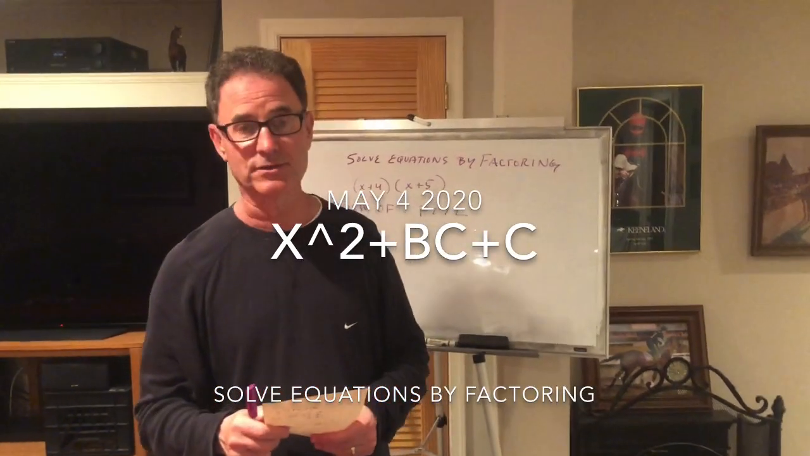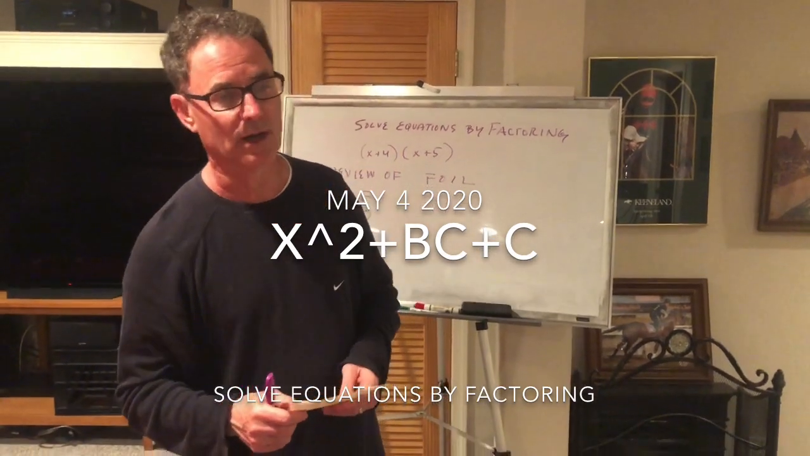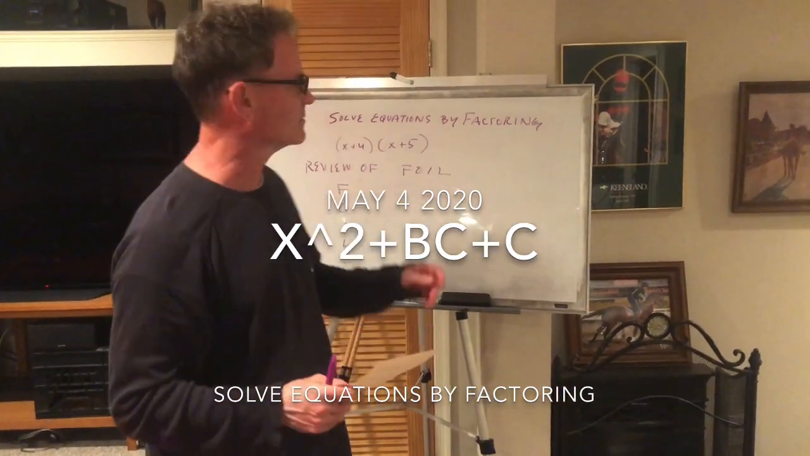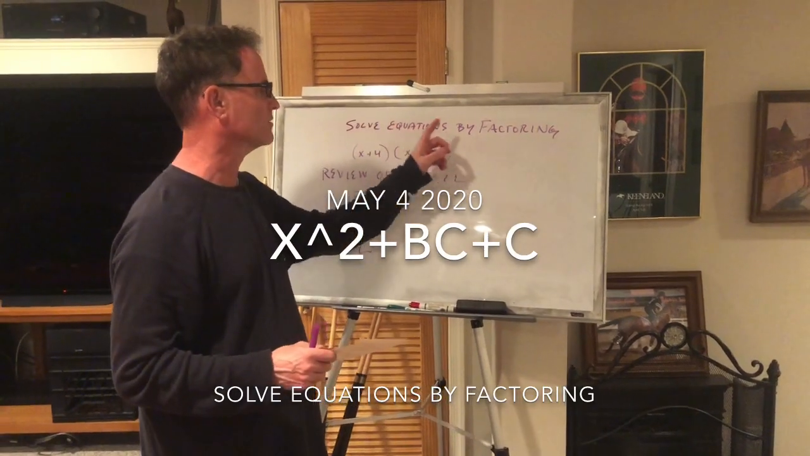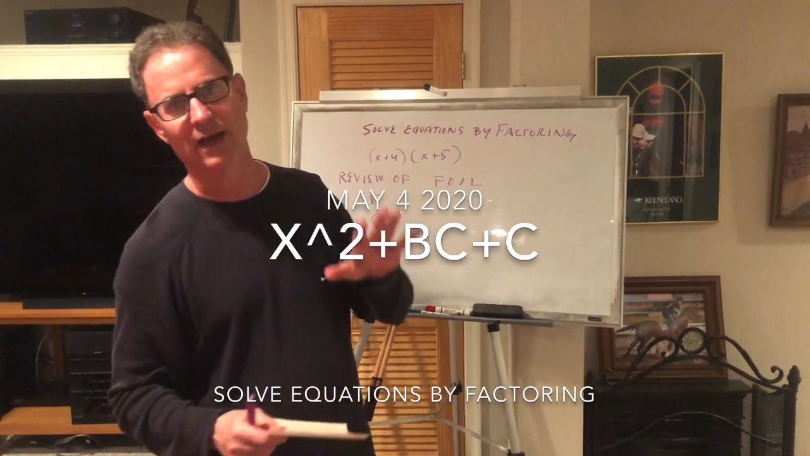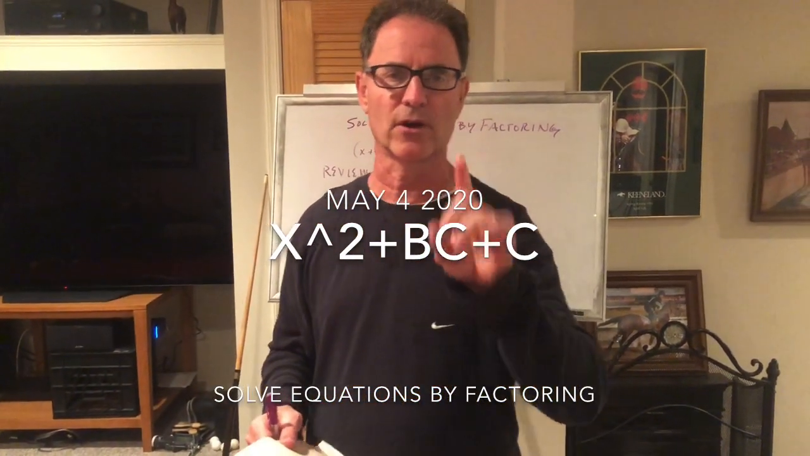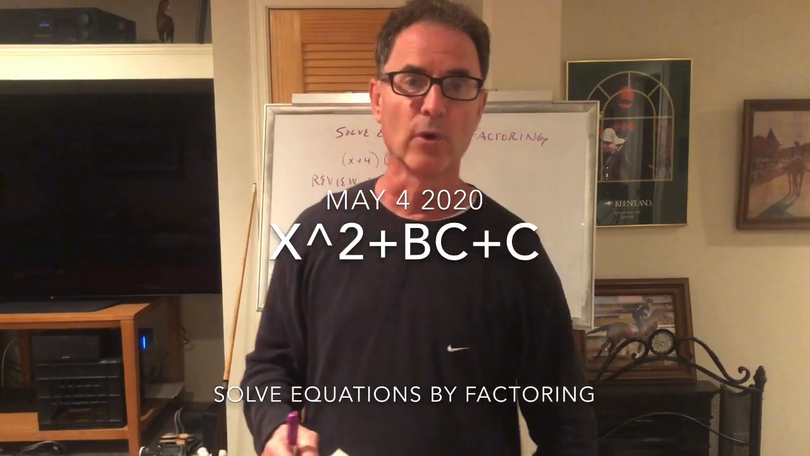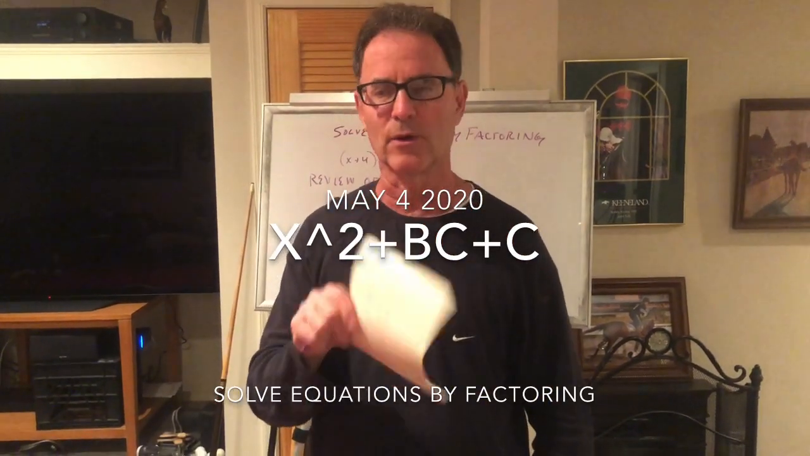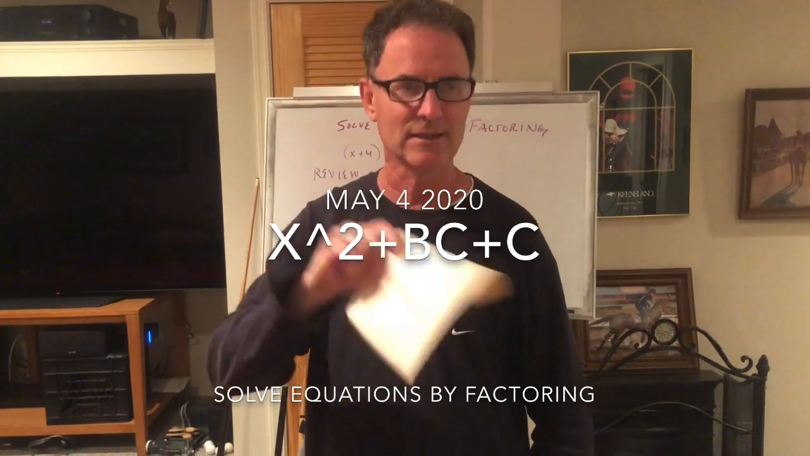We're going to start with our next chapter. We're up to 21 now, I think it is. And that is solving equations by factoring. Now, the way we're going to start this is to first do a little review of FOIL, which isn't exactly what we're going to learn today, but it relates to it.